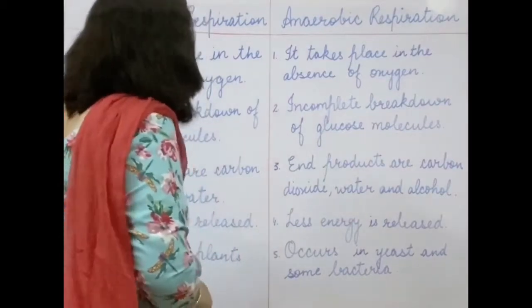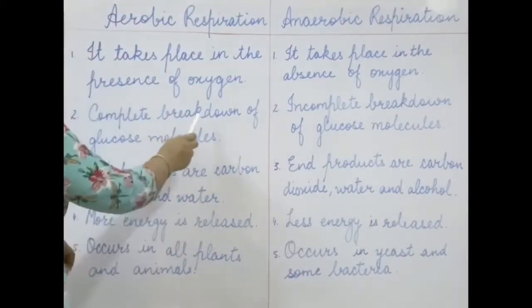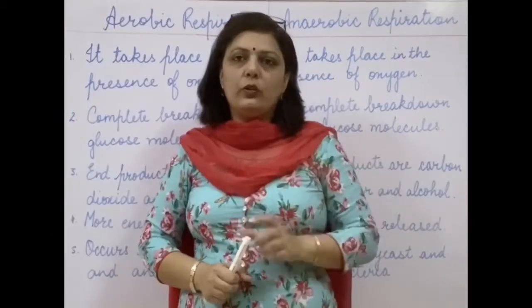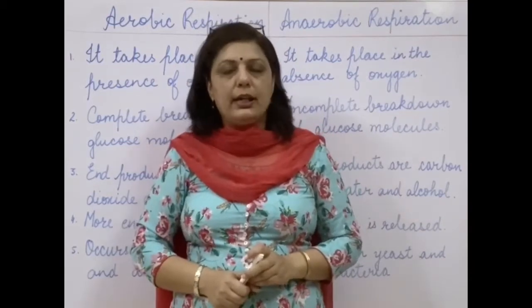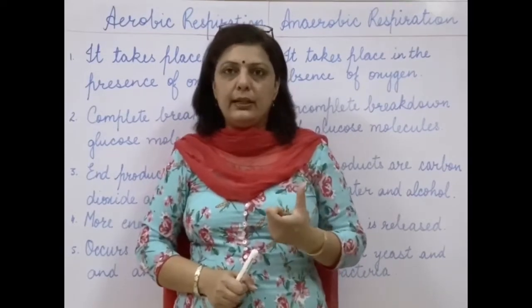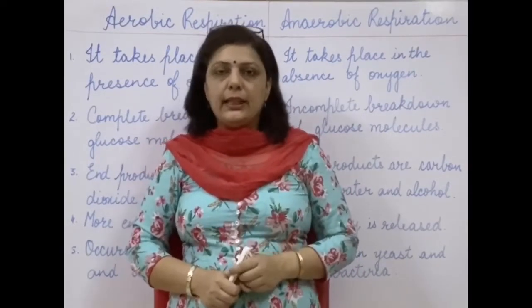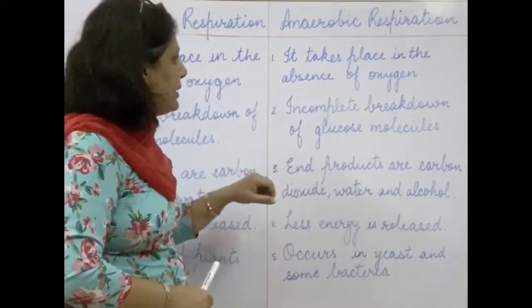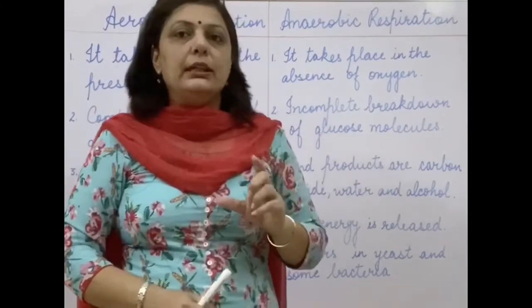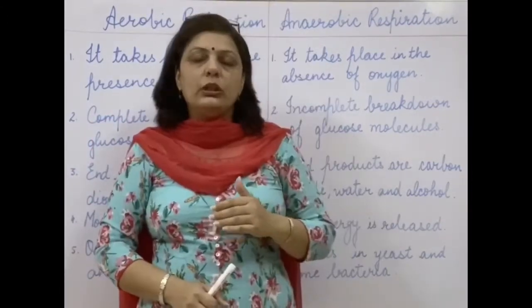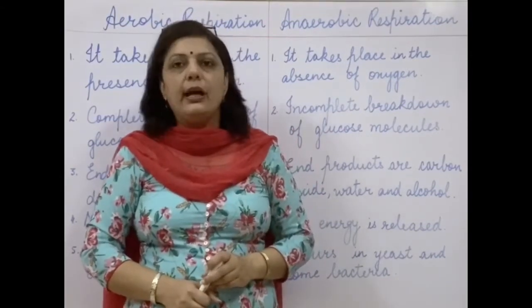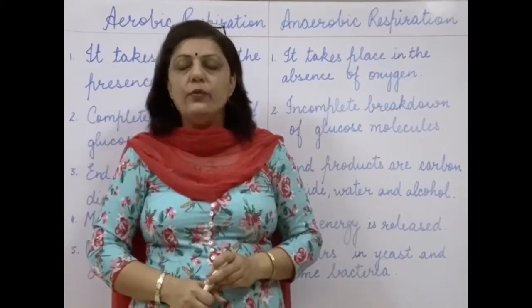Then second point is, in case of aerobic respiration, complete breakdown of glucose molecules will take place. Complete breakdown means the whole glucose molecule will break down into carbon dioxide, water and energy. Means there will be no intermediate product formed. Whereas in case of anaerobic respiration, I have written incomplete breakdown of glucose molecule. Incomplete means glucose molecule will not break down completely into carbon dioxide and water. It will lead to production of some amount of alcohol, that is basically ethyl alcohol, C2H5OH.